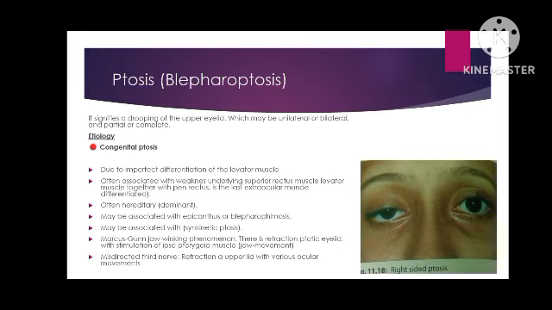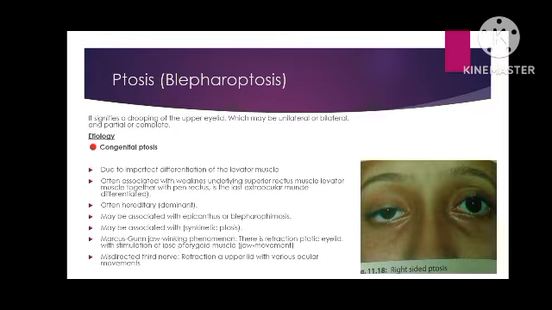And next one is ptosis. It is drooping of the eyelid, the upper eyelid, which is unilateral or bilateral, partial or complete. In ptosis, the eyelid is half drooped or closed.